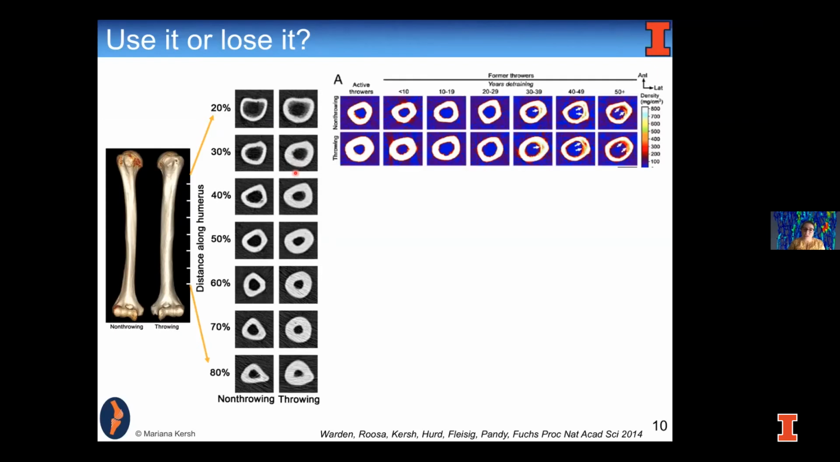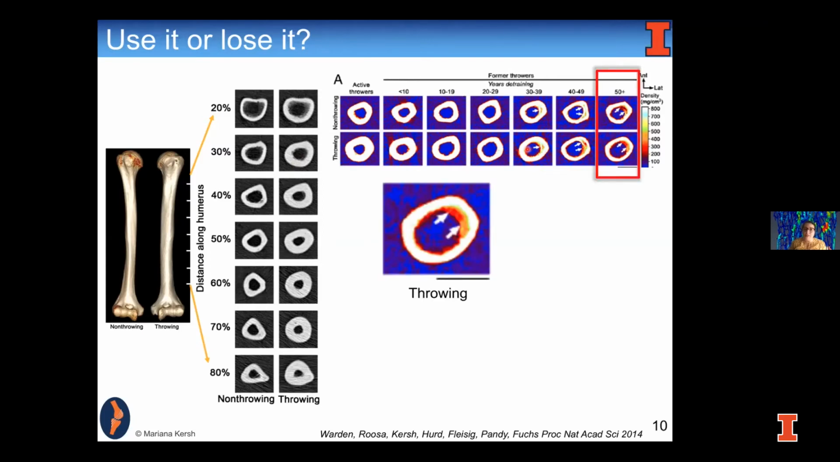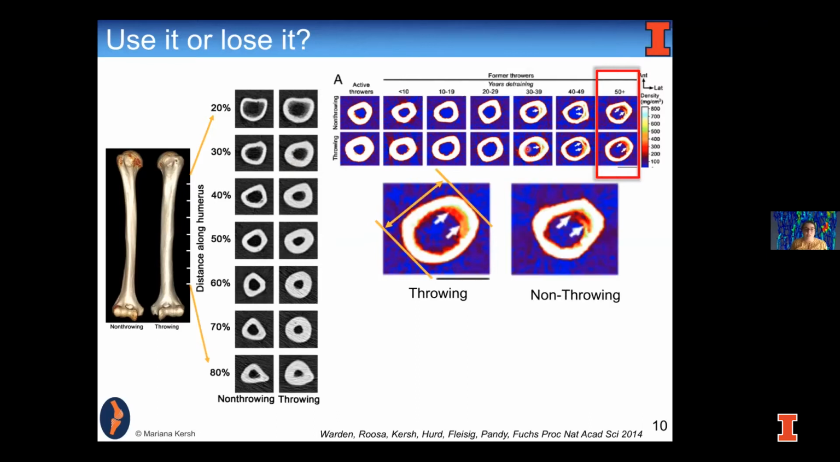So if we look at the non-throwing arm now shown on the top and the throwing arm, over time, the throwing arm will eventually start to look more and more like the non-throwing arm. But if we look closely at someone who hasn't pitched in 50 years, we can see that there are still some structural adaptations that are maintained. And that is that the overall dimension of the bone in the throwing arm compared to the non-throwing arm is still larger. And this means this bone is still stronger.